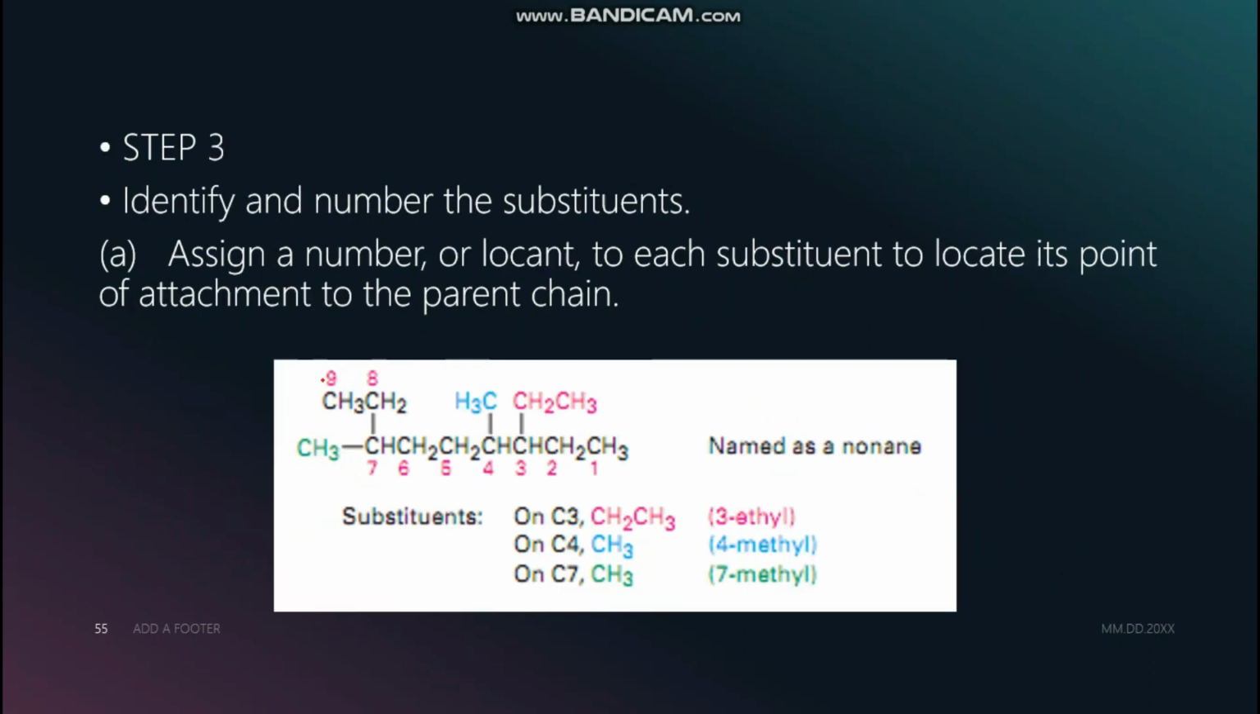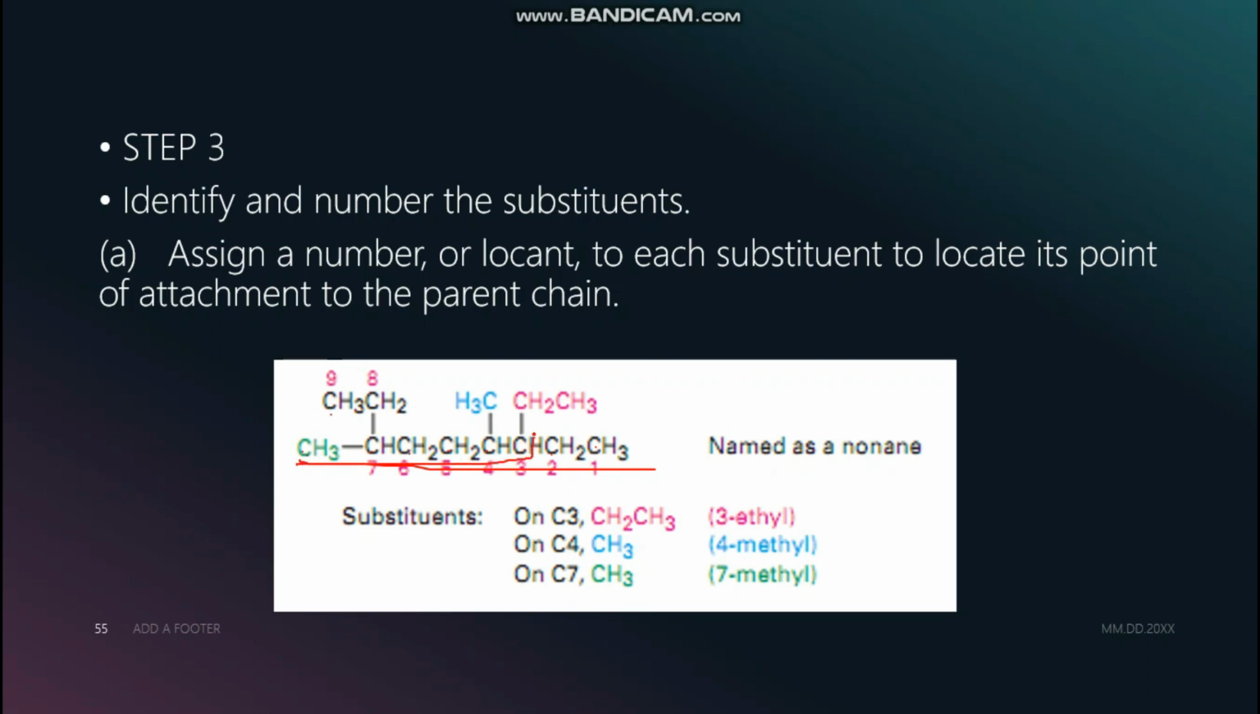Now, third is identify and number the substituents. So we are going to assign the locants. On this one, let's try the first step, which is to identify the longest continuous carbon chain. If we count only this, 1, 2, 3, 4, 5, 6, 7, 8, it has 8 carbon atoms. And this one naman is 1.